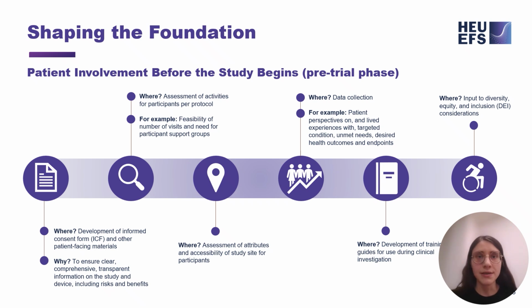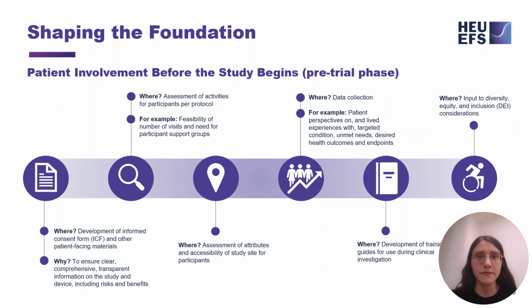In the pre-trial phase, patient advisors can shape study structure by helping develop clear informed consent forms and other patient-facing materials, ensuring that study participants fully understand information about the study and the device, as well as associated risks and benefits. Patients can also assess whether proposed study activities and visit frequency are realistic and identify needed support mechanisms.